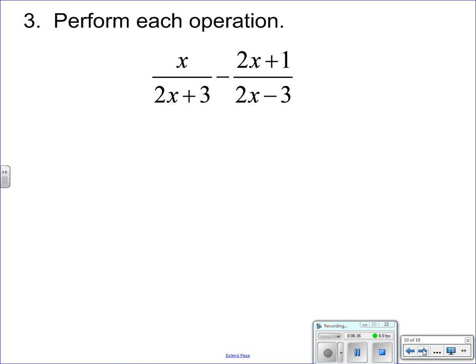Our last example. Again, notice the denominator, even though they look very, very similar, they are not. They're very, very different. This one is plus 3. That one's minus 3. So you need to multiply by the denominator of the other one. So 2x minus 3 over 2x minus 3. Make sure you're doing the same thing to the top as the bottom, because you're really multiplying by 1. 2x plus 3, 2x plus 3.